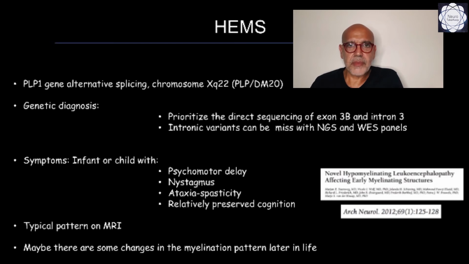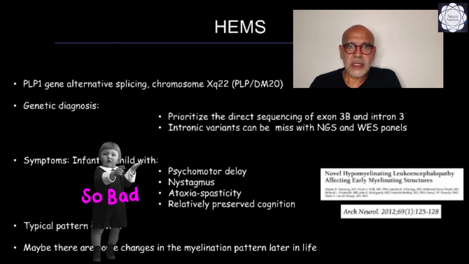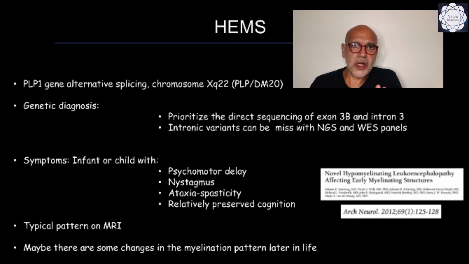You know that PLP1 produces two isoforms, PLP and DM20. DM20 is very important in the earlier stages of myelination, and secondary to this mutation, there is an imbalance of the relative amounts of these isoforms. This is very important because very frequently this alteration is missed by the usual panels, next generation sequencing, and whole exome sequencing. So it's important for us as neuroradiologists to alert the clinicians about the presence of this imaging pattern so they can ask for a specific test to diagnose this entity.